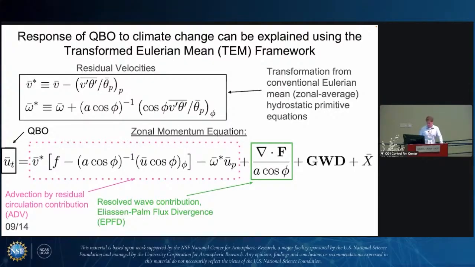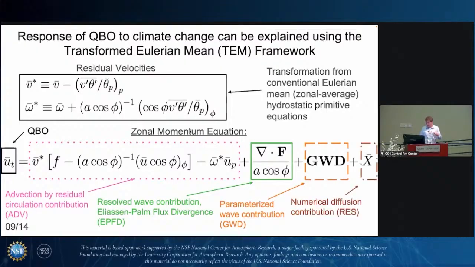And next we have contribution from resolved waves in the model called the Eliassen-Palm flux divergence, or EPFD. We have a contribution from parametrized gravity waves. And then finally, a leftover term, which in climate models is usually due to numerical diffusion. Here this term is small, so I won't focus on it.